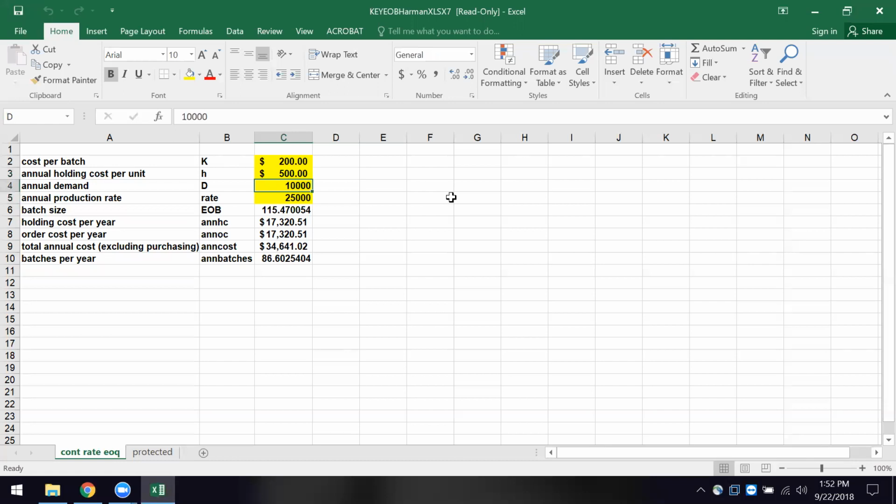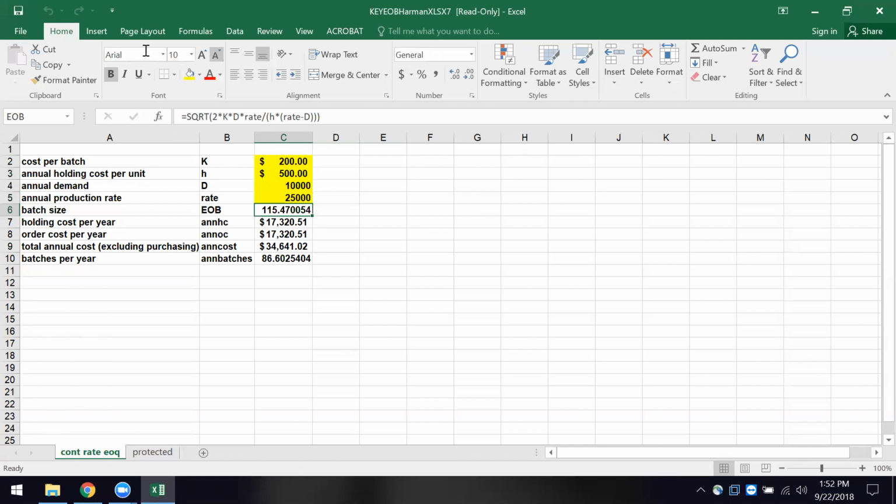Here's the annual demand. Here's the annual production rate. And now we look at the batch size, and let's look at this. It looks familiar, hauntingly familiar, like the EOQ. And you're going to notice something, okay? On the EOQ or the EOB, we start the equation off with the square root function in Excel, okay?